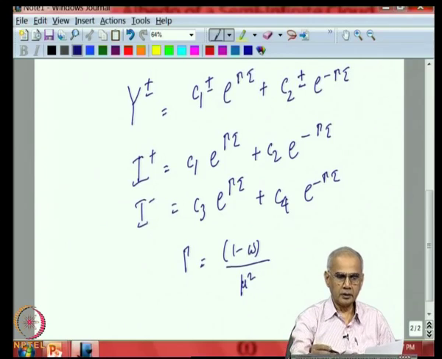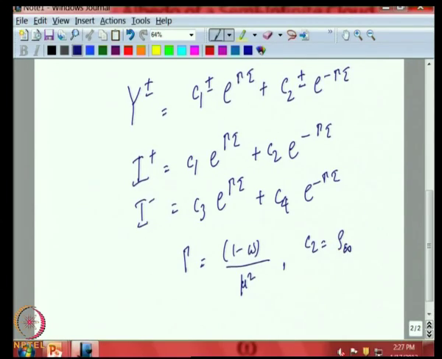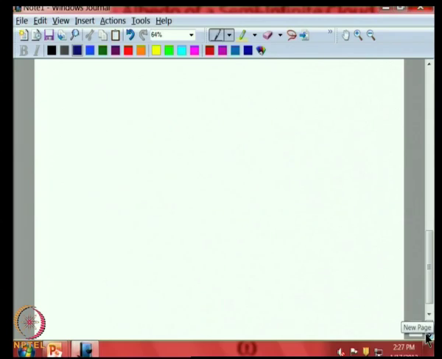So, we can relate C 2 to C 4 and C 3 to C 1, and you will get that C 2 is rho infinity C 4 and C 3 is rho infinity C 1, where rho infinity, as we will see later, is related to the overall reflectivity of the medium.